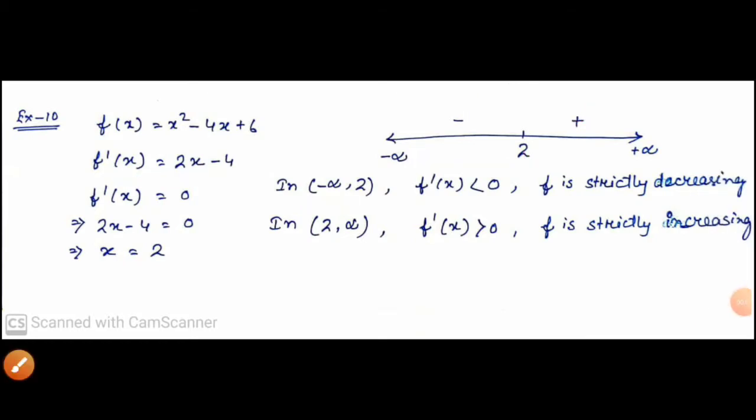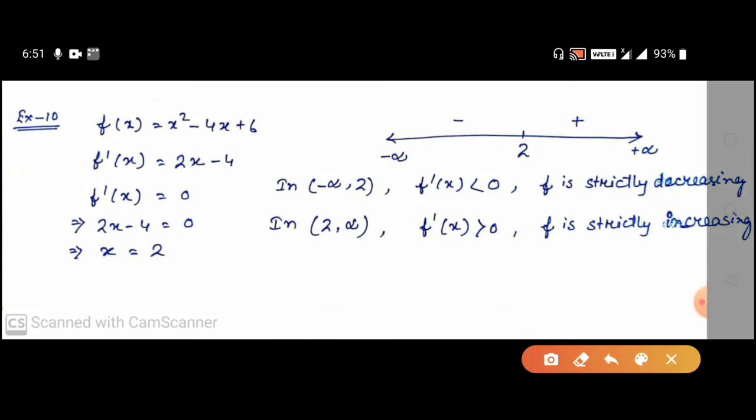So to check whether a function is increasing or decreasing in a particular interval, we have to choose a number from that interval and put it here, and we have to check whether f'(x) is negative or positive. If it is negative, then it is decreasing. If it is positive, then it is increasing. So if we put 0 here, then it will become minus 4. So it is less than 0. So f is strictly decreasing. In place of 0, you can take any number which is in this interval.